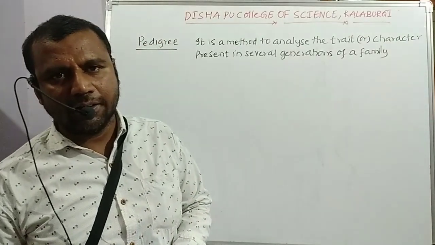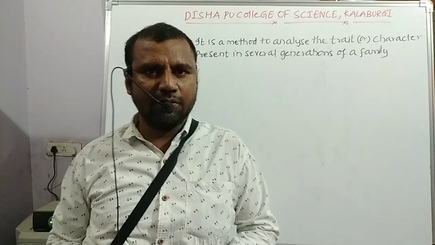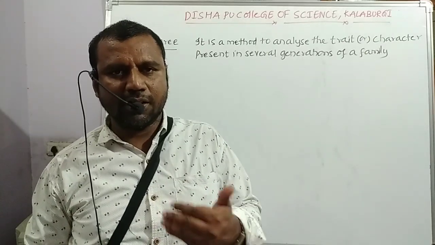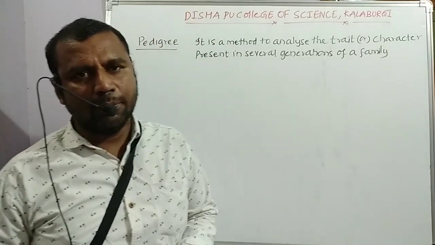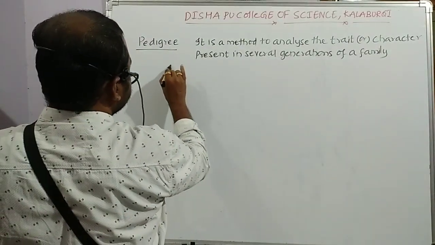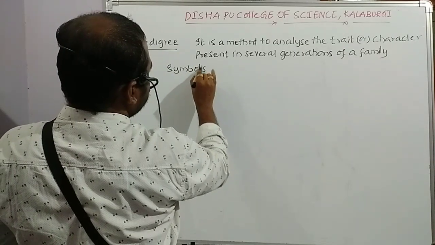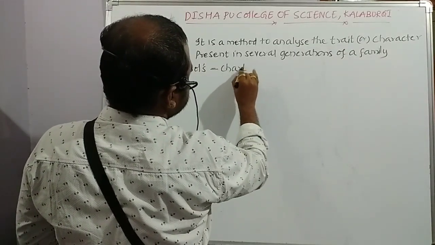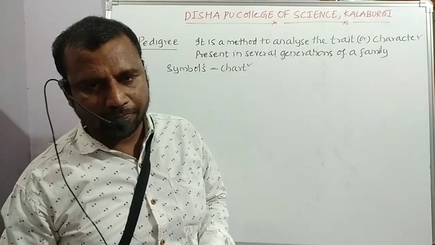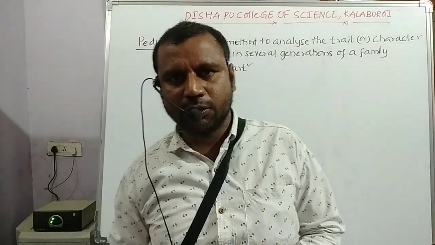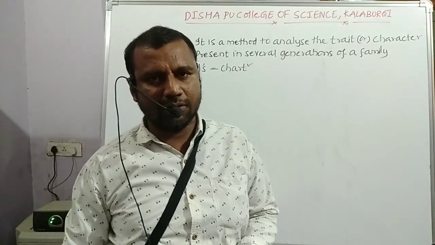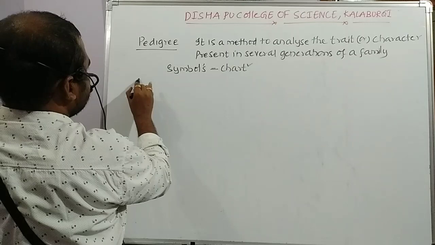Whether the character is expressing in terms of the dominant or in terms of the recessive. If it is expressing in the recessive, in what way the disorder is appearing. So such information will come from the pedigree. Now how is this pedigree represented? The pedigree is represented in the form of symbols. With the help of these symbols, they prepare a chart, and by that chart they will come to know whether, in that family, generations together are suffering with any type of gene related disorder or not.